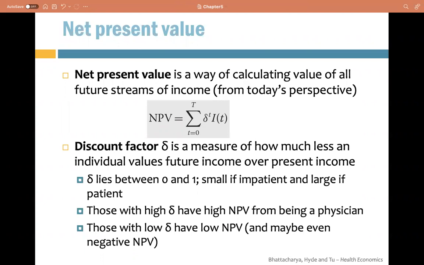So those with high delta have high net present value from being a physician, versus those with low delta have low net present value from being a physician, or maybe it could even be negative, because the first period of being a physician is negative. The income is negative because you have to spend money on getting the degree.